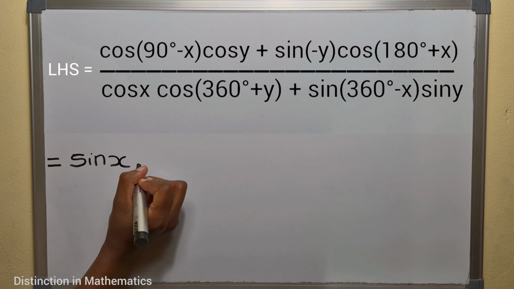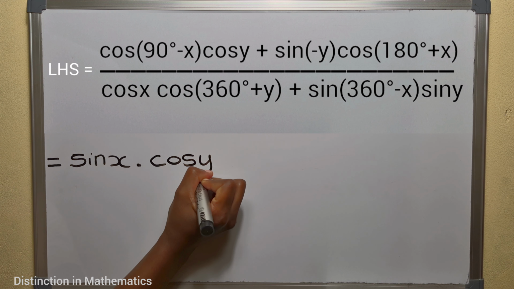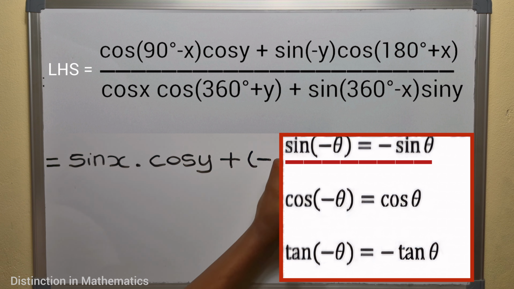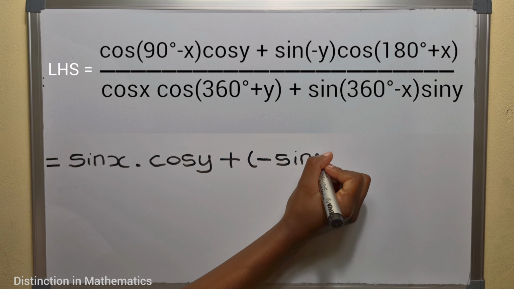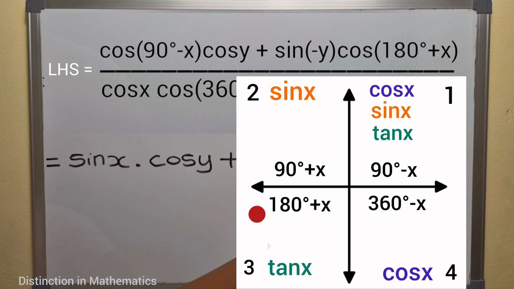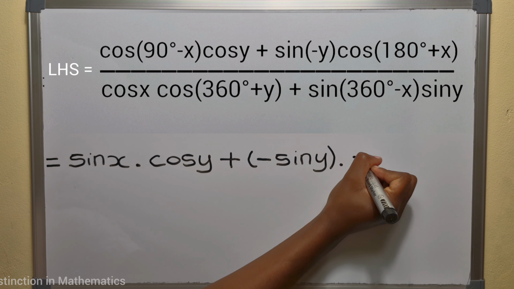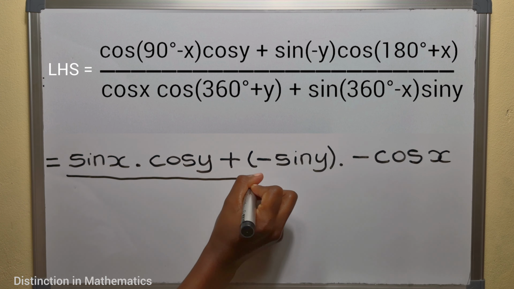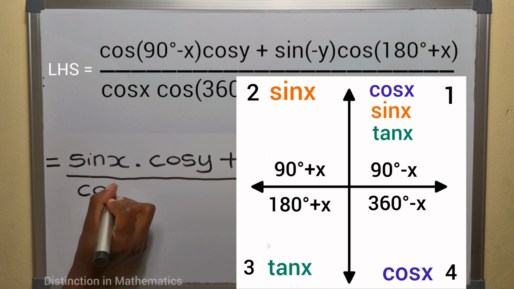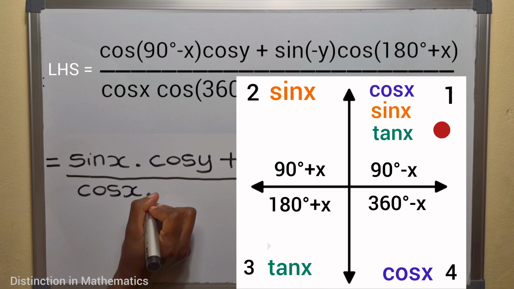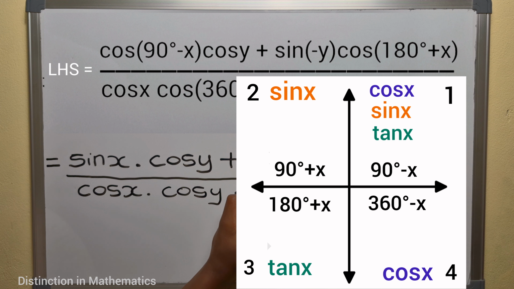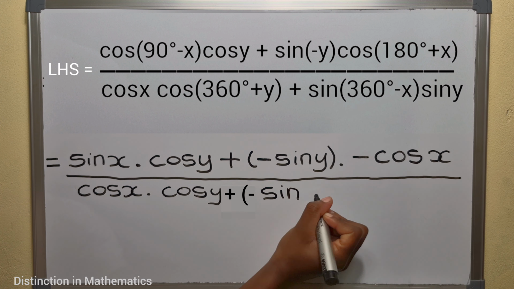The strategy to work around this is to remove all the brackets first, so we are dropping cos y as it is. Sine of a negative angle gives us a negative sine, so we will have a negative sine y. And 180 degrees plus x lies on the third quadrant where cos is negative, so we're going to have a negative cos x. 360 degrees plus y lies on the first quadrant where cos is positive, so we're going to have a positive cos y. And 360 degrees minus x lies on the fourth quadrant where sine is negative, so we're going to have a negative sine x.